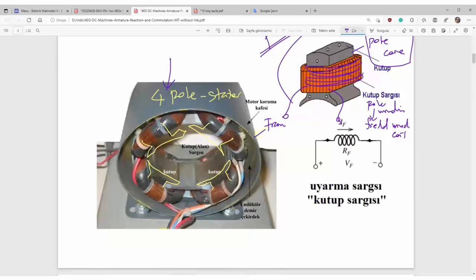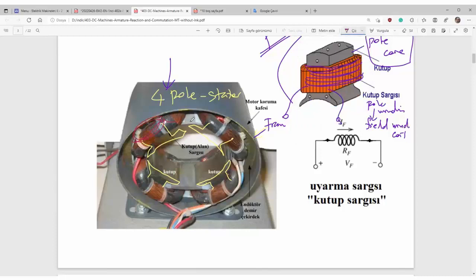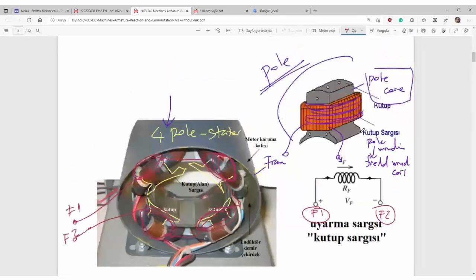Generally, we connect them in series. Let me show you. Here's a coil connected in series. Here's another. Here's another. And then here are two ends. Let's say field 1 and field 2. Those are the terminals. We simply represent that system as a simple winding. That is pole winding, field winding.